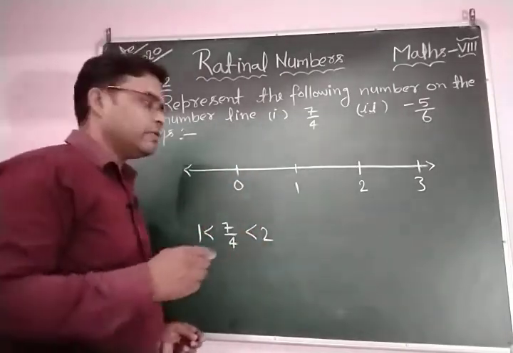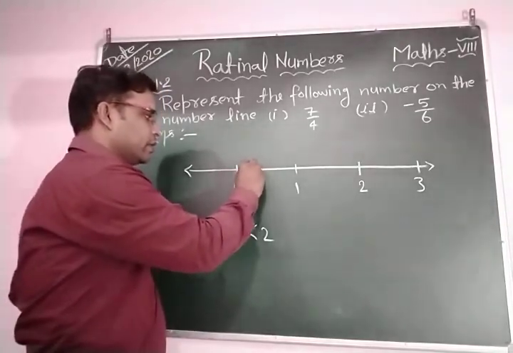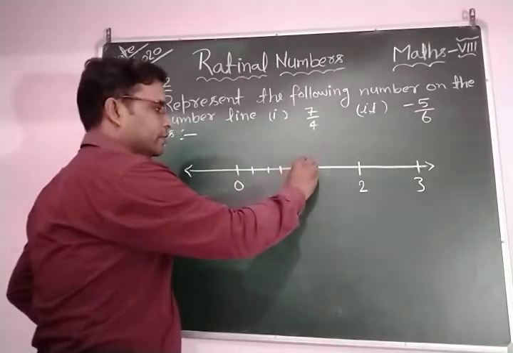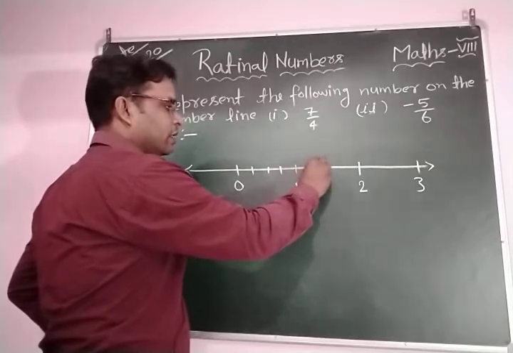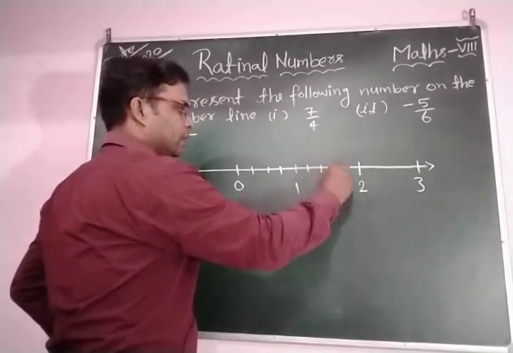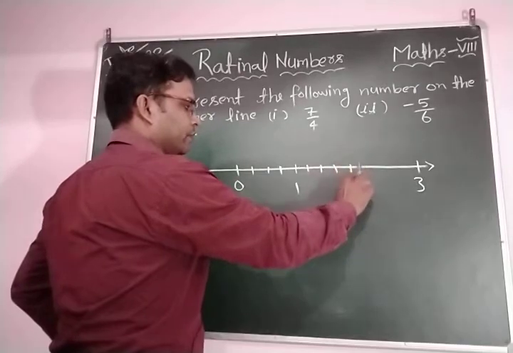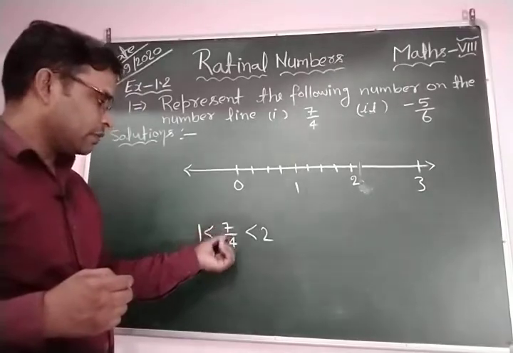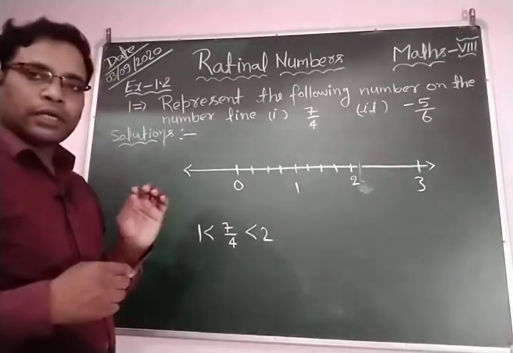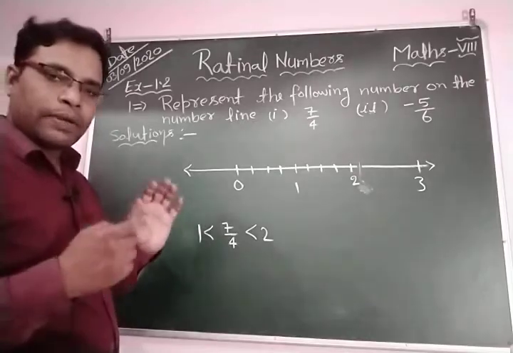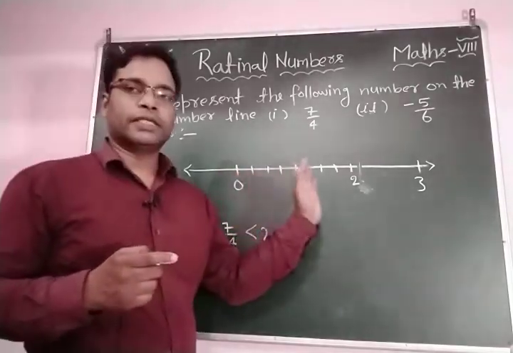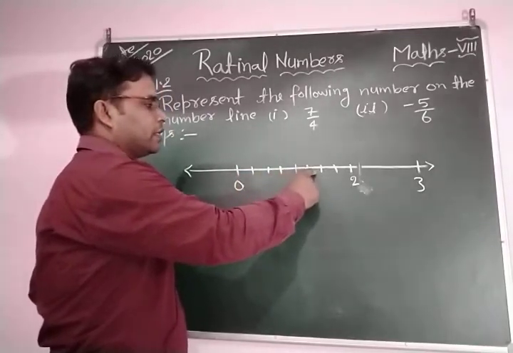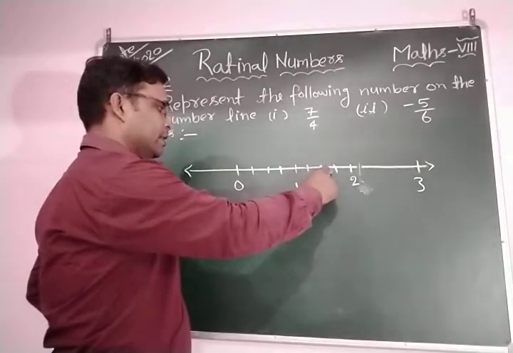So let's see how to divide it. So 1, 2, 3, 4, this is 5, means 1, 2, 3, and this is equal to 4. Okay, so this is 2. Clear now? So here 7 by 4. We take 7 parts from 0 on the right-hand side. 1 part, 2 part, 3 part, 4 part, 5 part, 6 part. This is the 7th part.